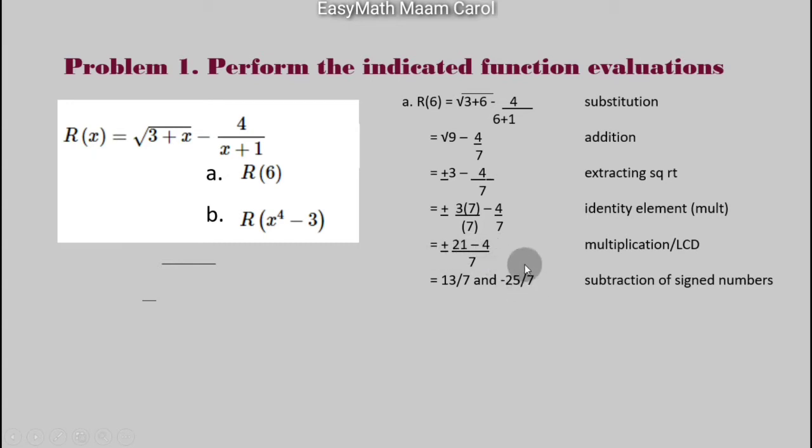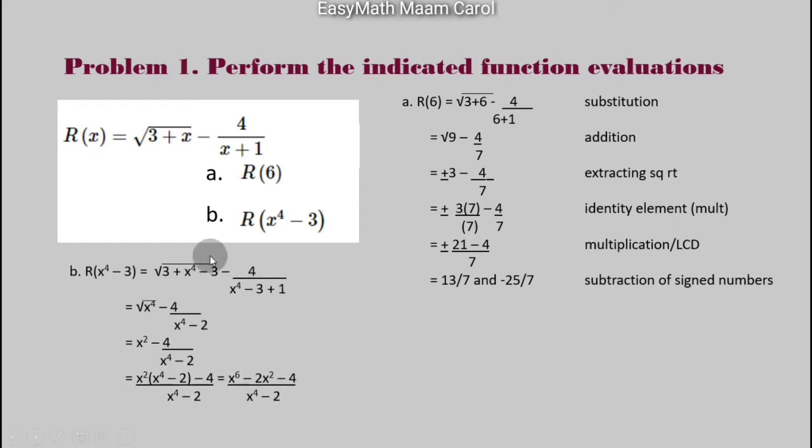So, there are actually two values associated with x is equal to 6. So, if we are going to map it, yun doon sa ginawa nating mapping na may dalawang oval, yung 6 dito na nasa domain, nakamap siya sa dalawang value ng y, which is positive 13 over 7 at saka negative 25 over 7.